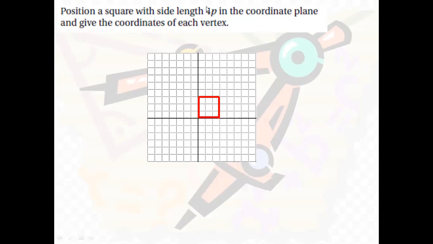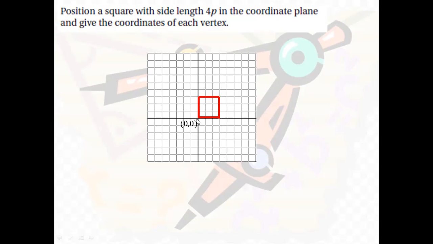Because what does 4p mean? It's just a value which we don't know, just like A and B, which we did for the previous one. So this side is going to be 4p. This side is going to be 4p. This side is going to be 4p. Also, this side is going to be 4p. Okay, so let's write the coordinates.